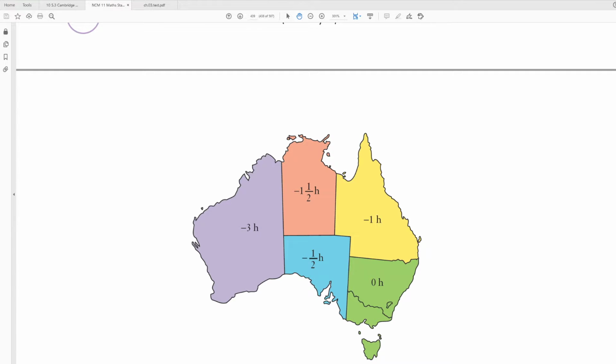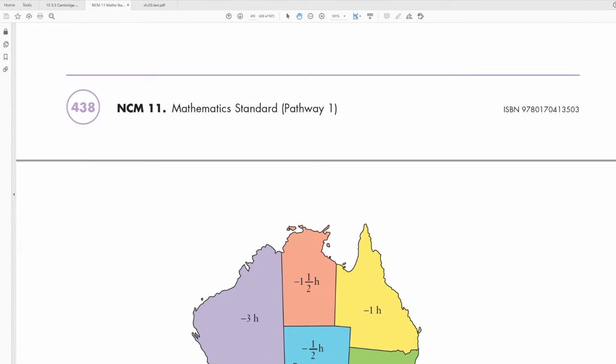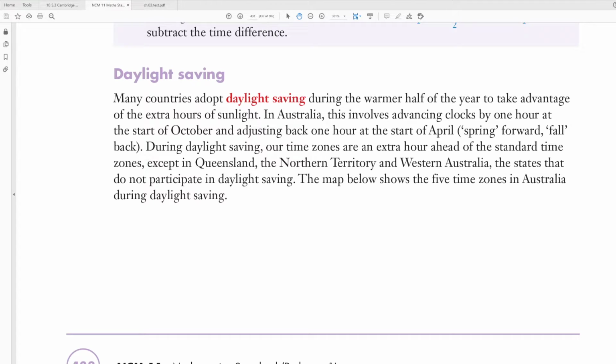Okay, during daylight savings time, I believe, Queensland is an hour behind. Okay, so, or are they always an hour behind? Many countries adopt daylight savings during the warmer half of the year to take advantage of the extra hours of daylight. In Australia, this involves advancing clocks by 1 hour at the start of October and adjusting back at April. During daylight savings, our time zones are an extra hour ahead of the standard time zones, except in Queensland, the Northern Territory, and Western Australia, the states that do not participate in daylight savings.